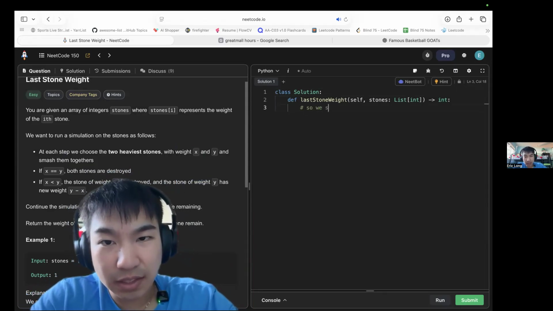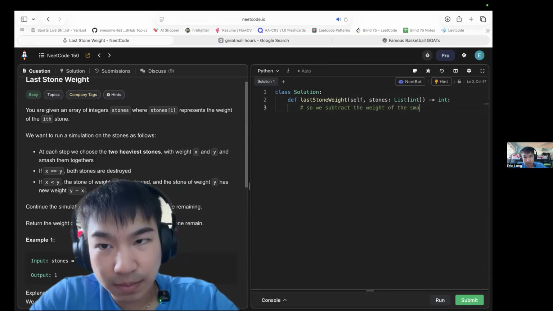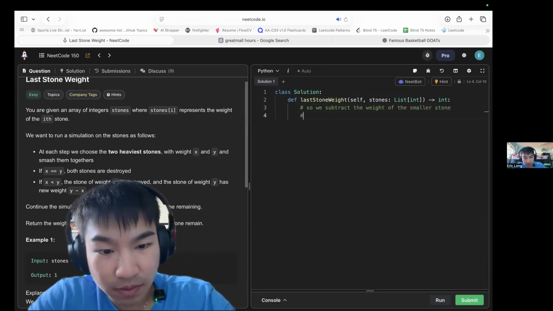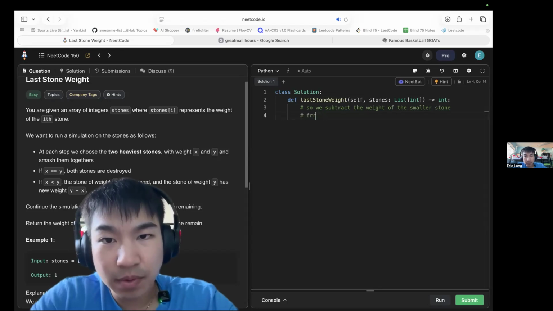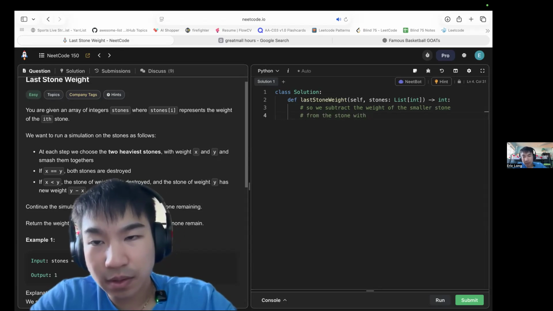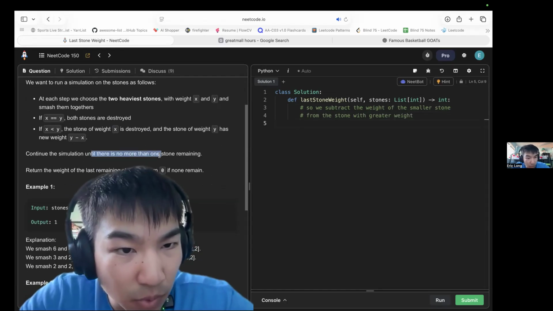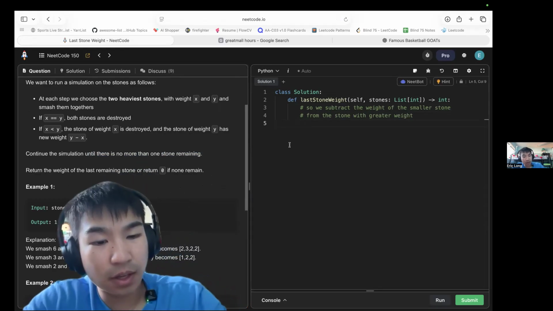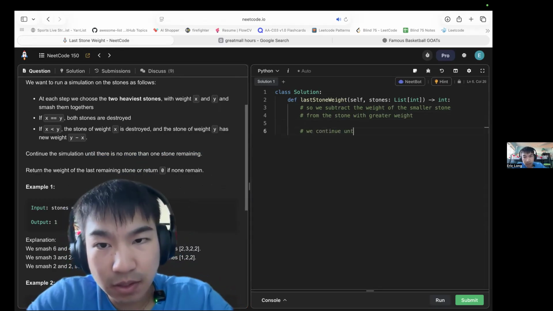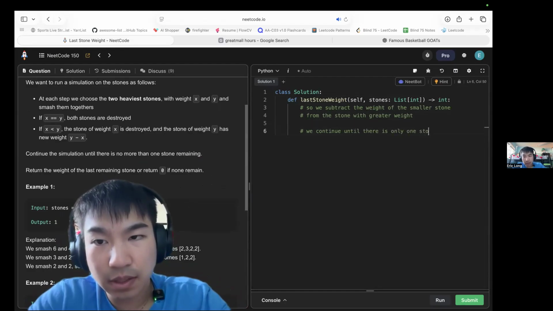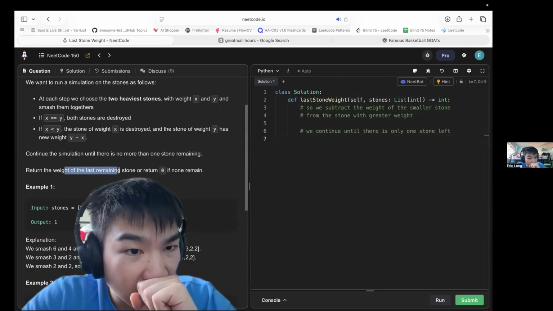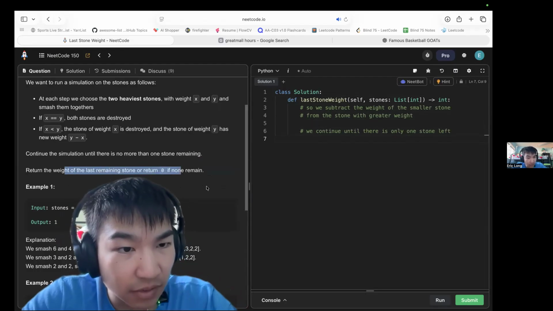So we subtract the weight of the smaller stone from the stone with greater weight. Okay. Continue the simulation until there's no more than one stone left. Return the weight of the last remaining stone, or return zero if none remain.